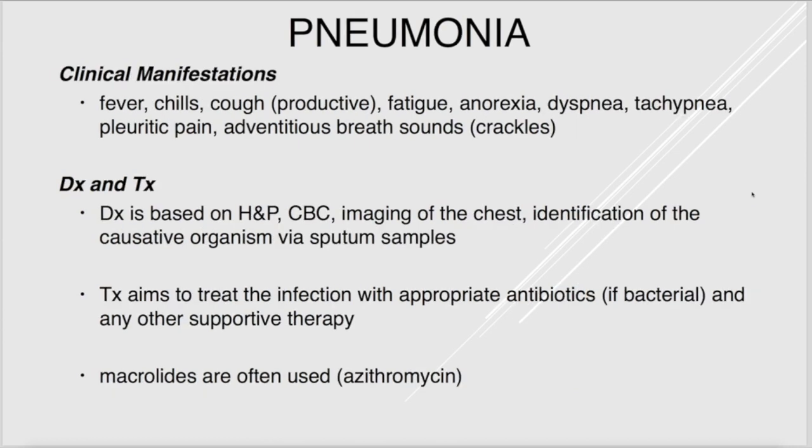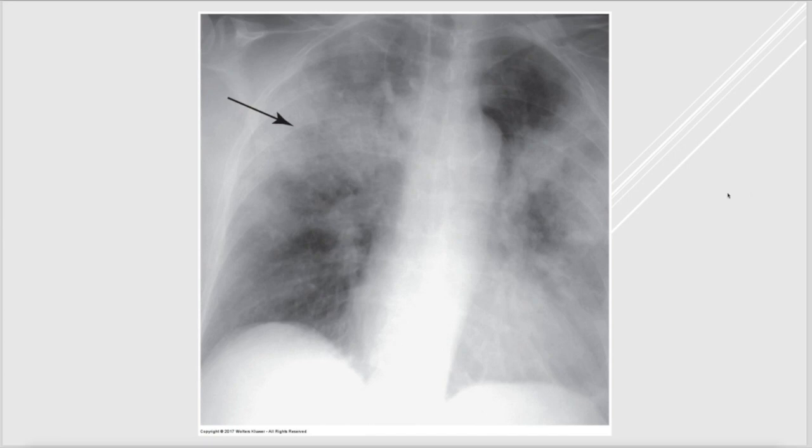Clinical manifestations: productive cough, fever, shortness of breath, chills, stabbing, pleuritic type chest pains, and then crackles when you listen with the stethoscope. Diagnosis: CBCs, H&P, X-ray of course, and then sputum samples to identify the actual cause. As far as treatment, antibiotics if it's a bacterial case, and any other supportive therapy. Macrolides are a good family of drugs like the Z-Pak, azithromycin. And here you can see some consolidation due to bacterial pneumonia.